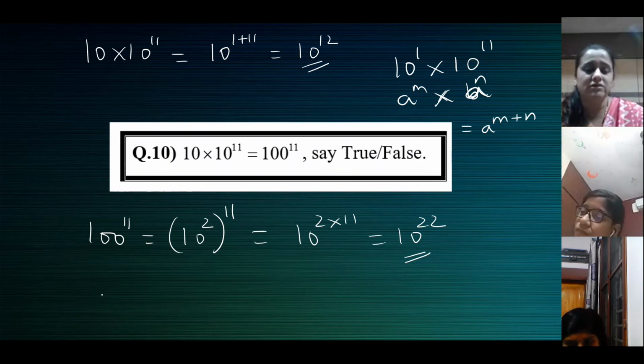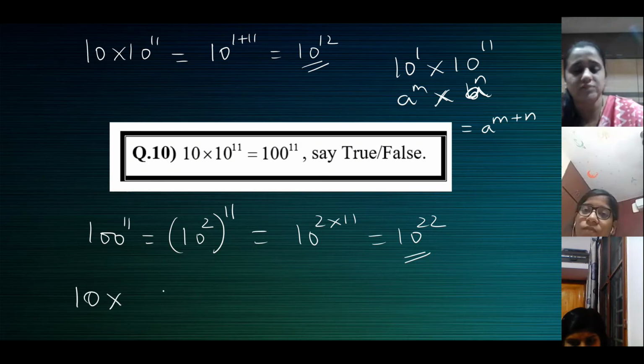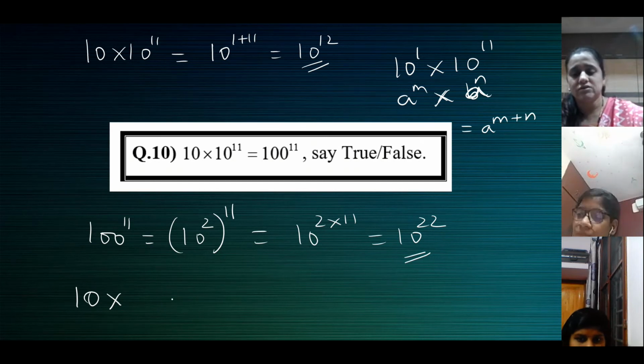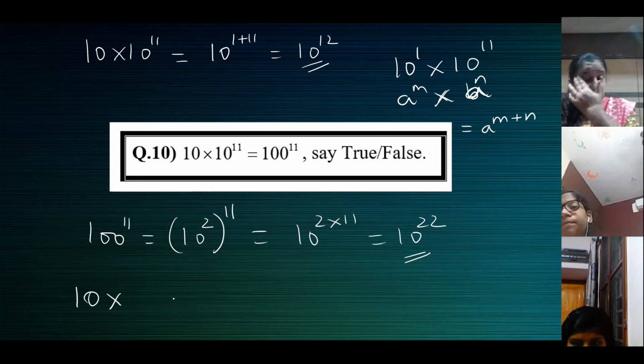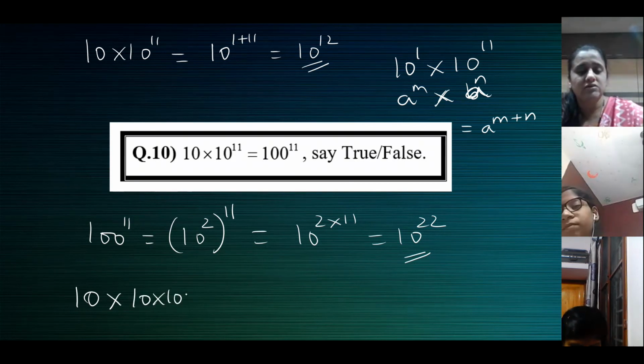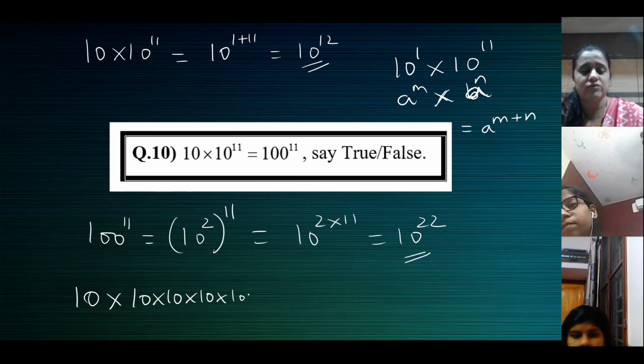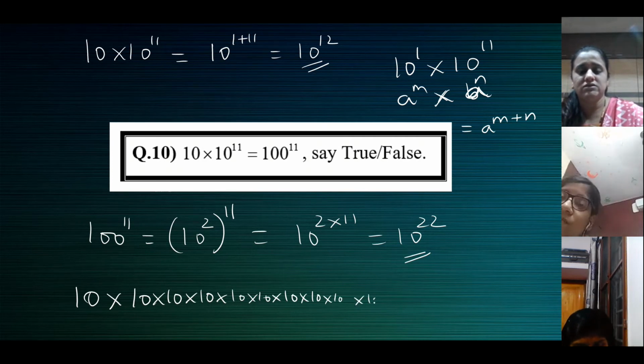See, what do you mean by 10 to the power 11? 10 multiplied with itself 11 times, right? Yes, ma'am. So it is 10 into 10, 3, 4, 5, 6, 7, 8, 9, 10, 11. So finally, how many tens do you have? You have 12 tens.